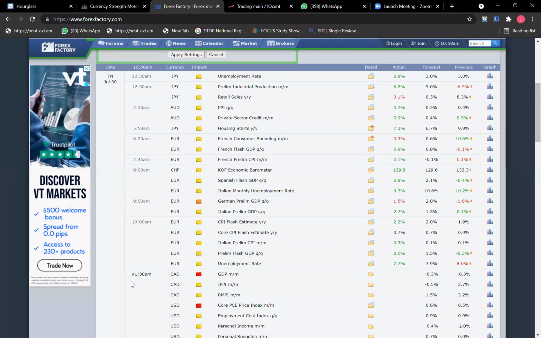Meaning by 1:30 p.m., on the left-hand side, you see that CAD and USD have red, meaning any pair that contains CAD and USD, do not trade it. USD CAD, USD JPY, GBP CAD, and so on. Do not trade it by 1:30 p.m. Same thing with Euro: Euro USD, Euro JPY, Euro GBP, and so on. Do not trade it by 9 a.m.